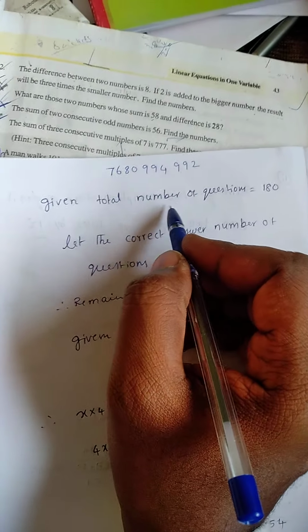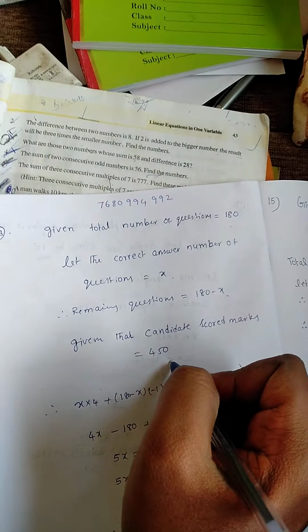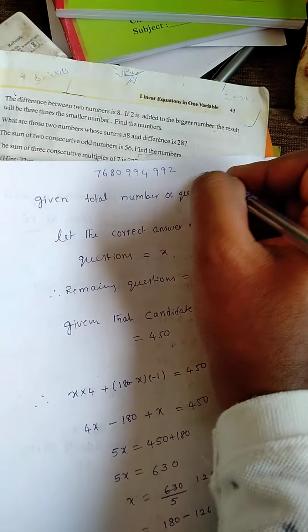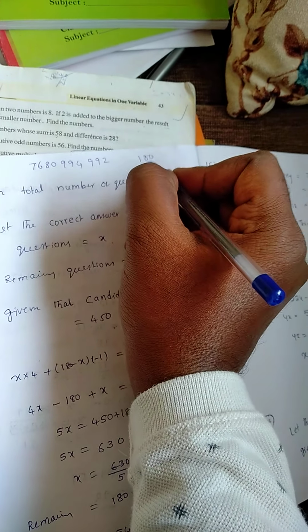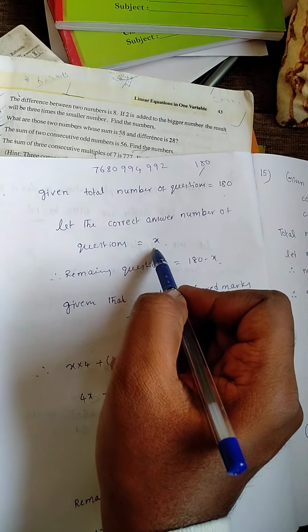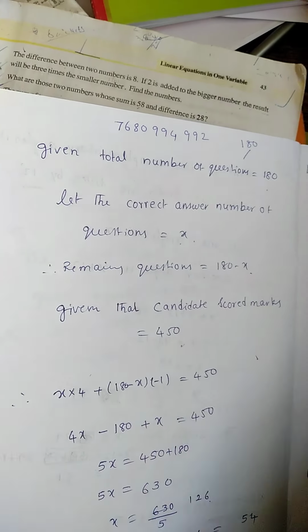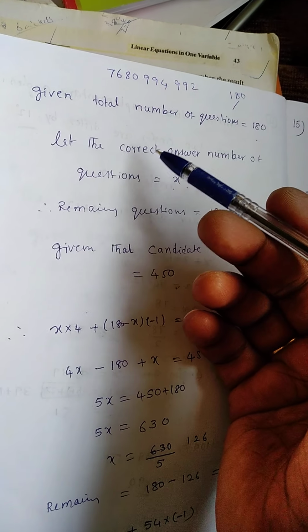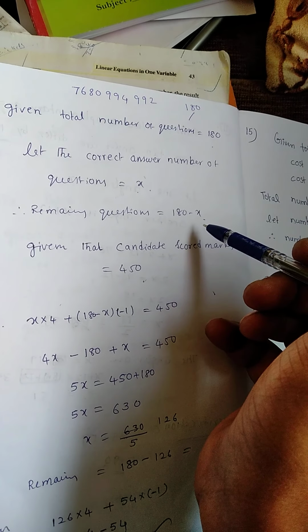First, we have to know what is given. Write it down. Given: total number of questions is 180, and total marks are 450. So out of the 180 questions, I am assuming the correct answers are x. So what are the remaining questions? Either incorrect or not attempted. If correct questions are x, then incorrect or wrong answers are 180 minus x.